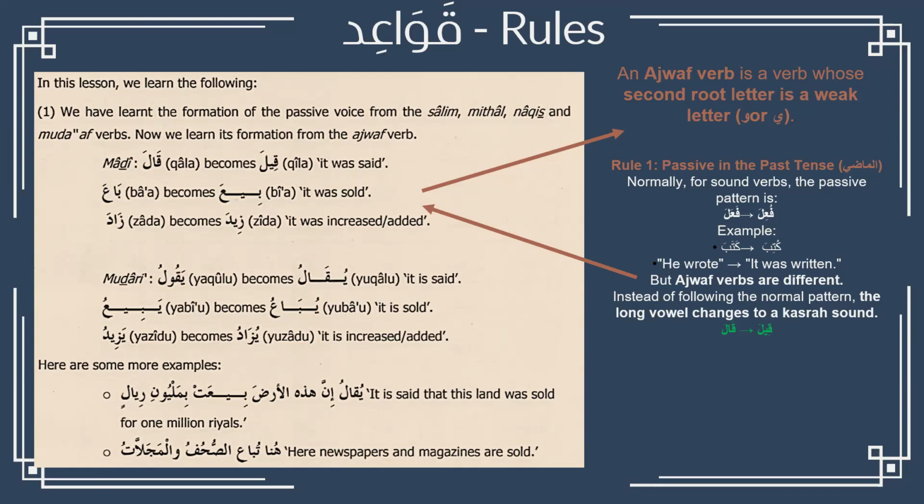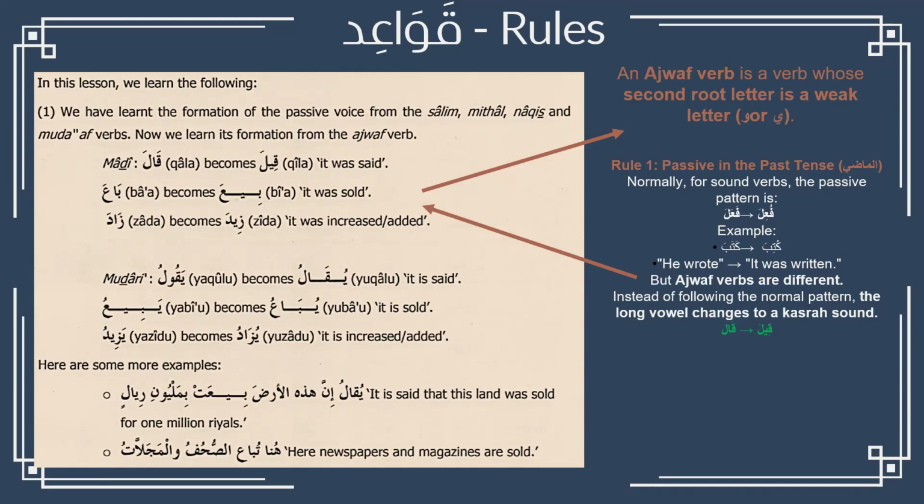So if you look at my example over here, normally the sound verbs, meaning the salim verbs, will be on the pattern of fa'ala, and it will change into fu'ila. For example, from kataba, it will be changed into kutiba. He wrote, and kutiba will be it was written. But for ajwaf words, ajwaf is the first part, which is rule number one, the very first one from the ghair salim words. But ajwaf verbs are different. Instead of following the normal pattern, the long vowel changes to a kasra sound. The long vowel will change into a kasra sound.